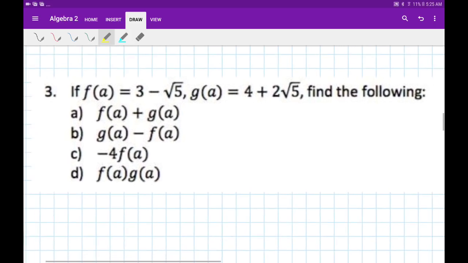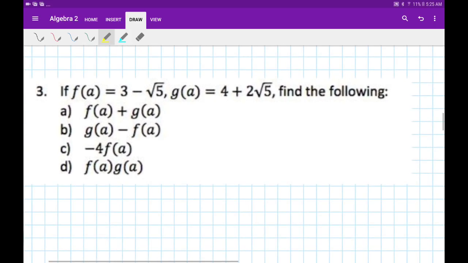Okay, now we're moving on to number 3. So they're giving us f, that is right here. They're giving us our g function, which is right here. And we're being asked to add them together. So specifically what I'm adding together is this expression, 3 minus root 5, and this expression, 4 plus 2 root 5. So I'm going to write it first of all. Basically replace f of a with 3 minus root 5. I'm going to use my plus sign, and then my g expression.